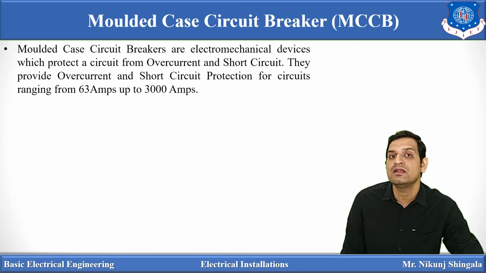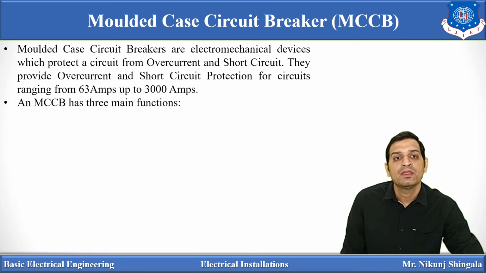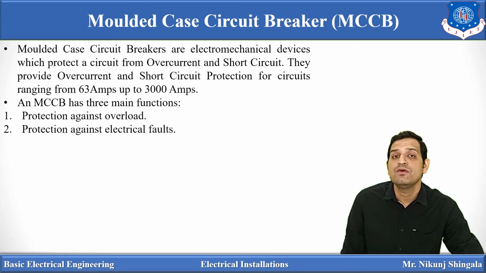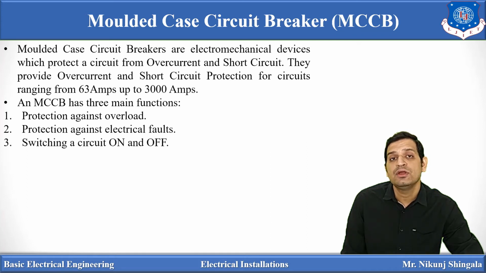MCCB can work at a high current rating also, and MCCB also consists of two type of mechanism, that is a magnetic tripping and thermal tripping. MCCB has mainly three functions. It can protect the circuit against the overload. It gives the protection against the electrical fault. It can be used as a switch to manually on off, to manually disconnect the load from the supply. So these are the three functions of MCCB.